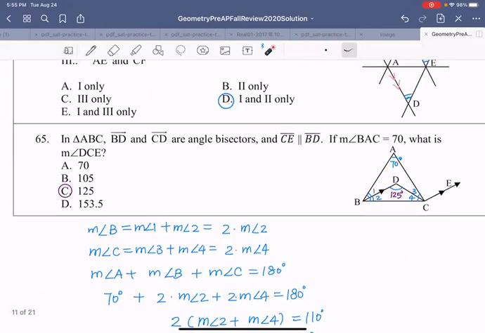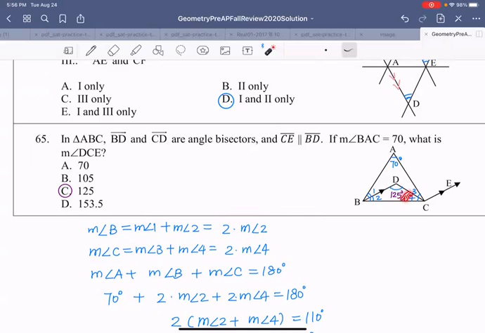What was given? This guy is the angle bisector, yes? Same thing for here. So angle B is the measurement of angle 1 plus the measurement of angle 2. These two are equal, so you replace. So you have 2 times the measurement of angle 2, correct? Angle C, this guy, will also be double angle 4, correct?